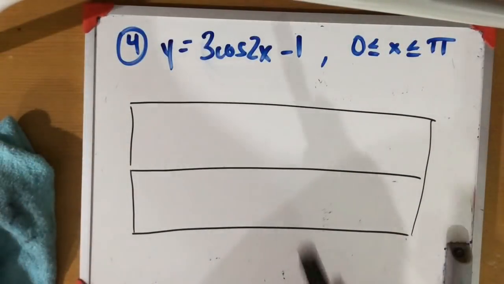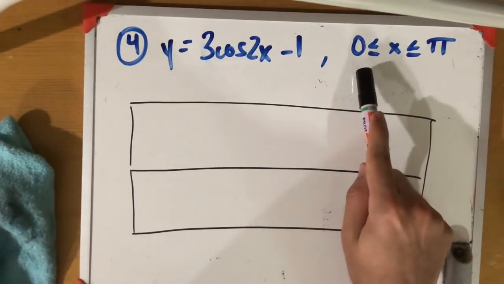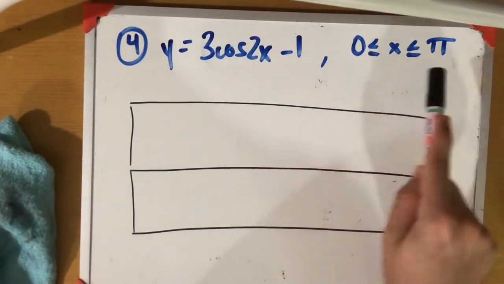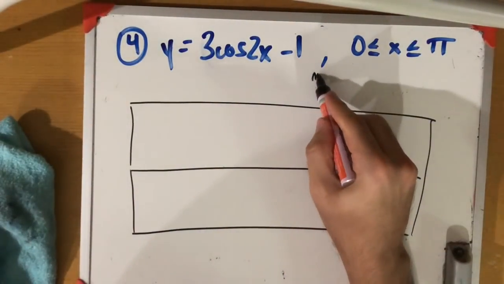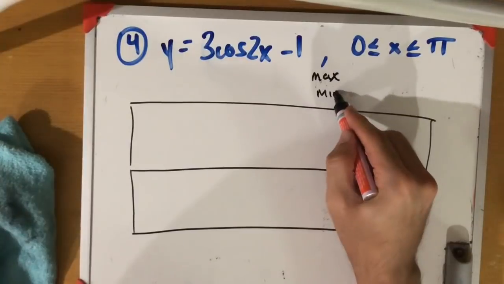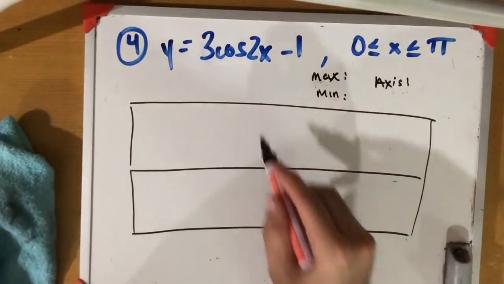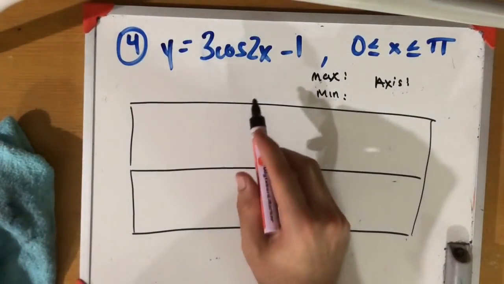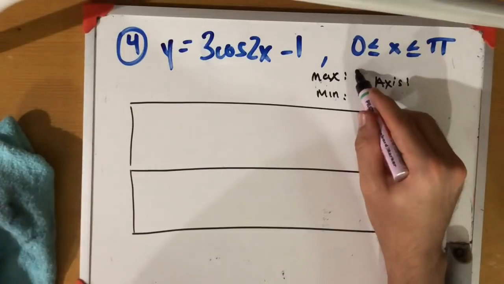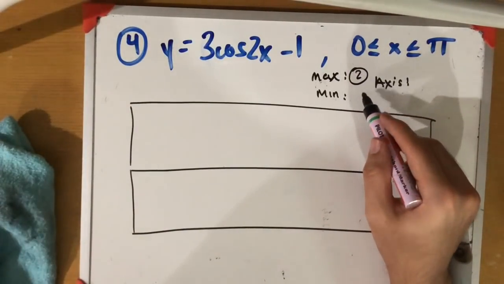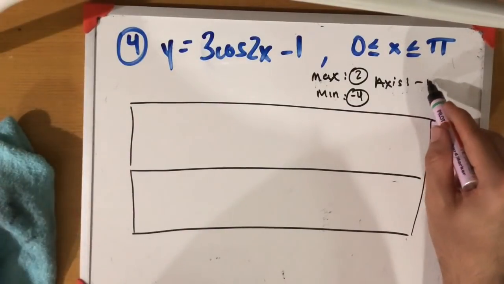Let's do 4. We're graphing 3 cosine 2x minus 1, except now we're doing 0 to pi, which is 0 to 180. And again, we're going to go through the same exact steps. Okay, actually you guys are pretty good at graphing. For a max, again, -1 plus 3 is a positive 2. Our minimum is -4. Axis would end up being -1.